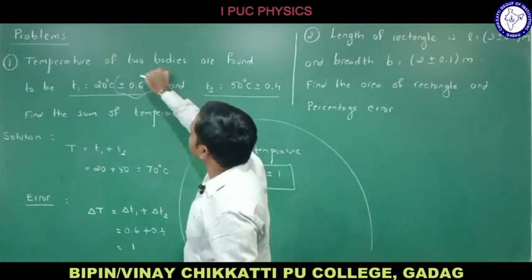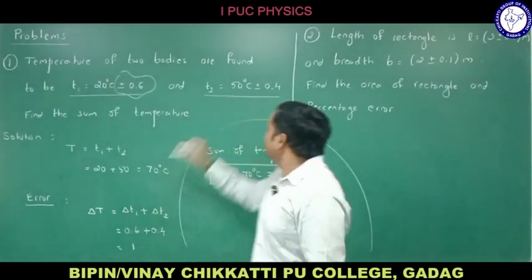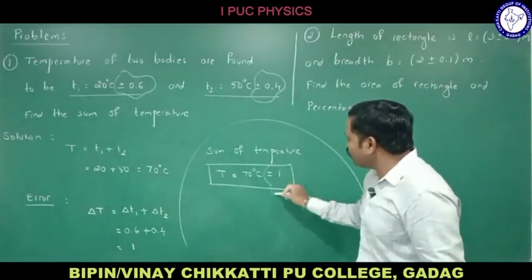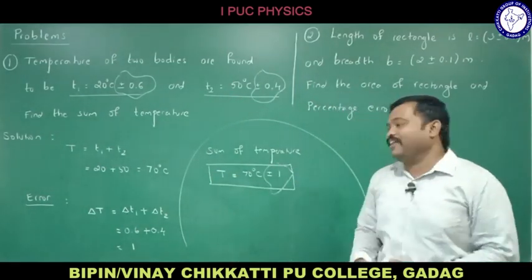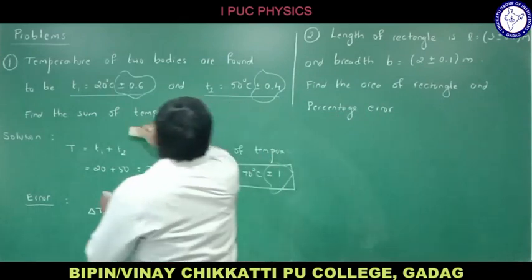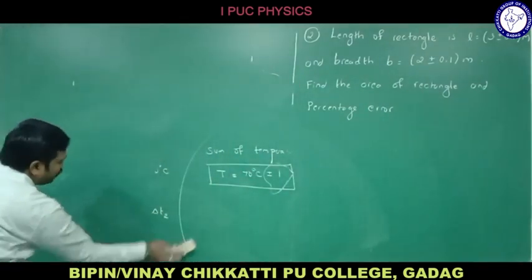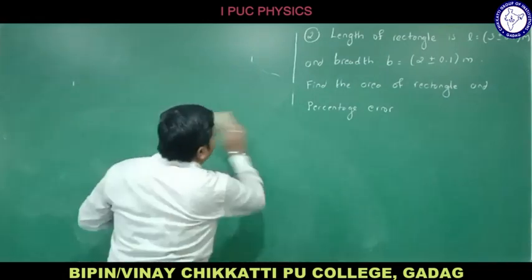Do you remember the quantity which is given here? What is the meaning of this? This is absolute error. This is also what we call absolute error. So this is how we calculated the first problem. Let me go with the second problem. What is the second problem? Let us check it out.